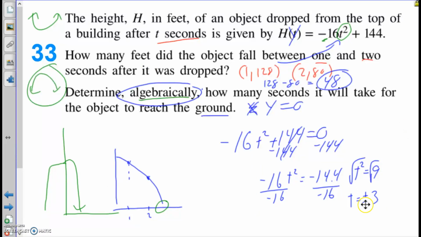But negative 3 doesn't really make a whole lot of sense here. You can't say 3 seconds before the object's thrown, it doesn't really make sense. So t equals 3 is going to be the answer. And 3 seconds after it's dropped, it's on the ground. Let me try to write that answer a little bit neater. Remember, you want to really make things neat here. If it's hard to read, a grader might not give you the points.